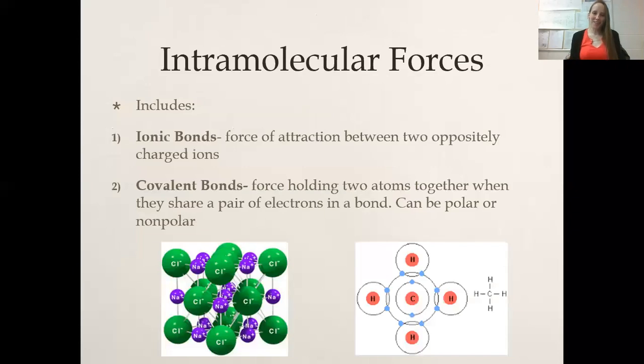Okay, so the intramolecular forces, those are just the normal ionic and covalent bonds that you're familiar with. So ionic bonds, where you have that force of attraction between two oppositely charged ions. So you always have a metal, which is positive, a non-metal, which is negative. They become ions and then attract each other. That is your ionic bond. And this crystal lattice structure is what forms here, where we have all of these ionic bonds between oppositely charged particles.